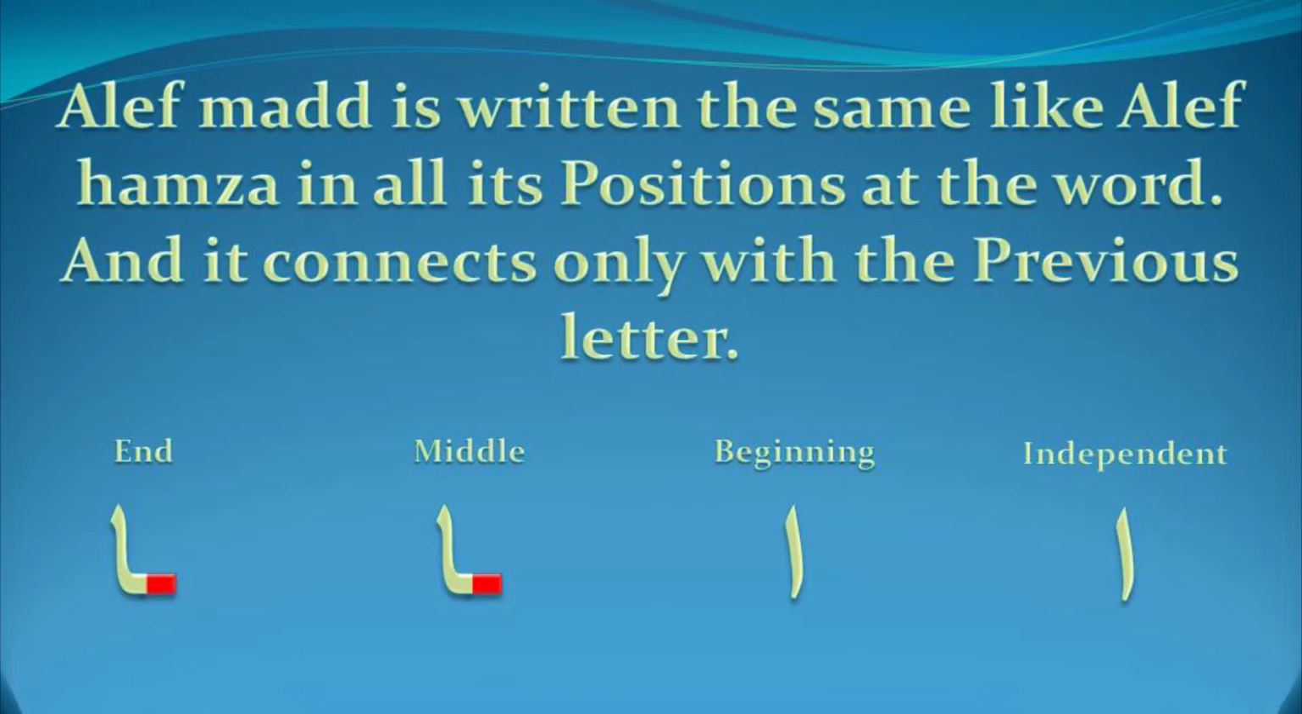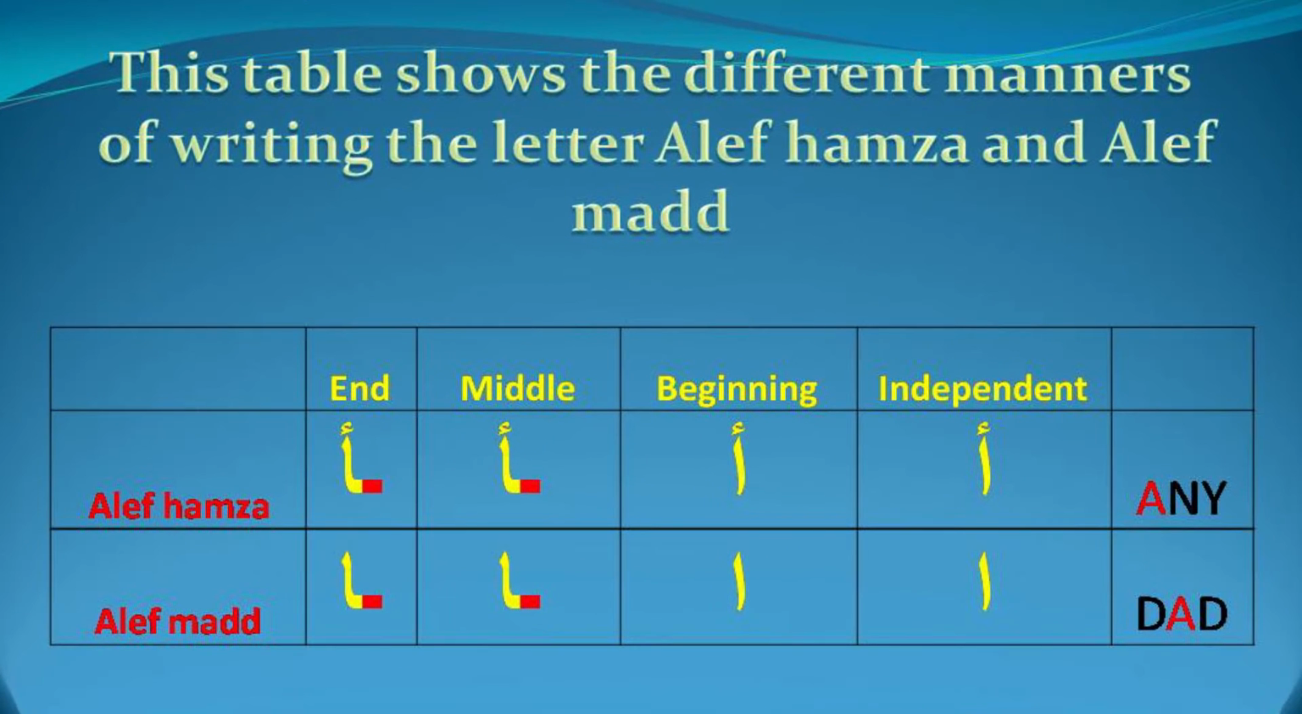Alif mad is written the same as alif hamza in all its positions in the word, and it connects only with the previous letter. This table shows the different manners of writing alif hamza and alif mad. From the right side, we pronounce the hamza like the letter A in the word "any" in English, a, while we pronounce the mad as an extension of the previous letter, dad. Note that we pronounce the D, we don't pronounce the A, dad.